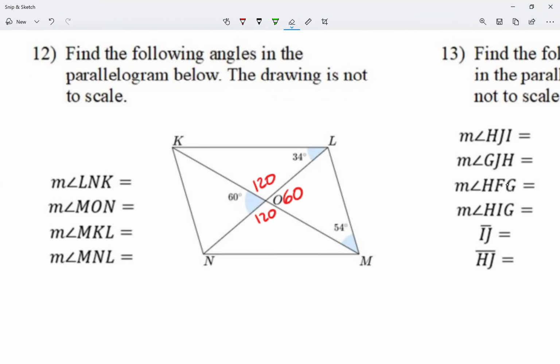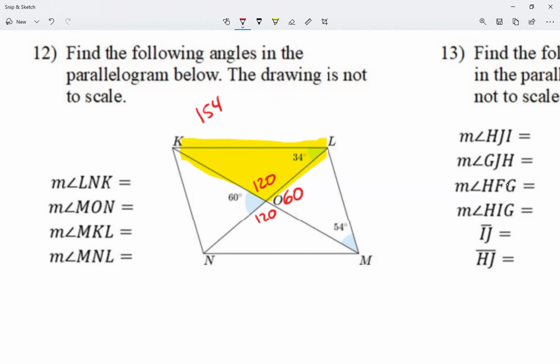Now, another thing I'm going to check is given a triangle. Let me focus on a triangle here. Given a triangle, if I know two angles, I can find the third angle, right? I see 120 and 34. If I add those two angles, 120 plus 34 is 154. Subtract that from 180, that gives me 26. So I'm going to say this angle here is 26.